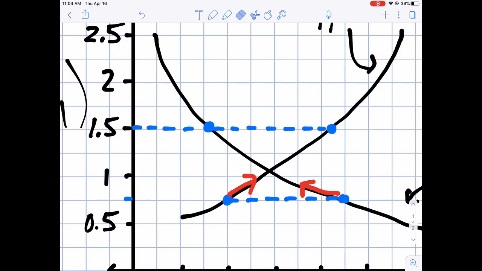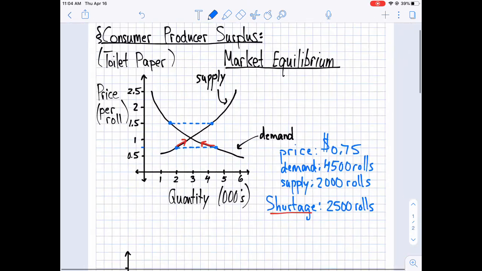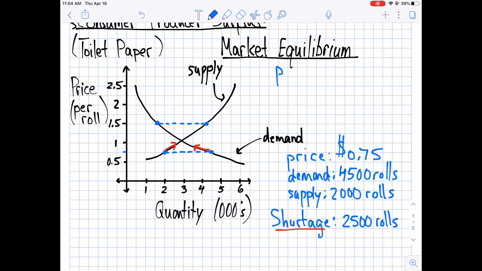That's going to be our setup. And so now we're going to have a slightly different situation. So at a price of $1.50, what's going to be our demand? So let's look here on the demand curve. Well, it looks roughly like 1,500 maybe. Okay, it looks like this is where our demand would be. So we have 1,500 rolls.